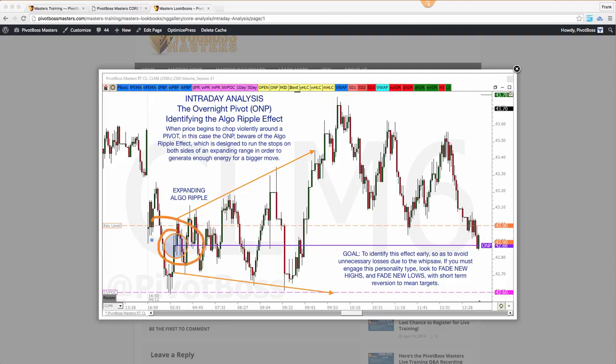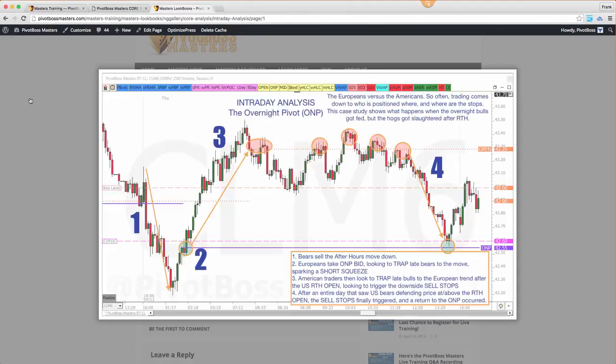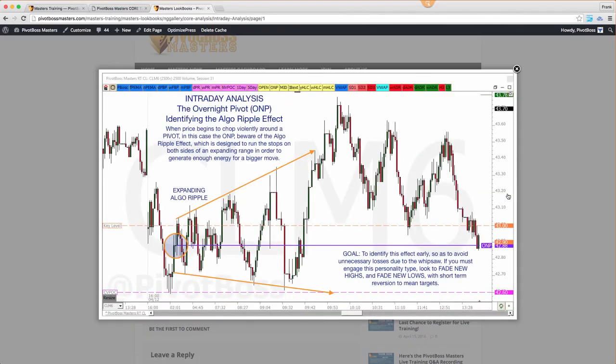So this expanding ripple, again, very important. It's one of those tendencies that can help save you money, because as soon as you see price go up and down around the pivot, my first inclination is sell new highs and buy new lows. Sell new highs, buy new lows. That's my first inclination if I have to engage it, right? And obviously, you never have to engage these. You can just wait until they play out, and then look to engage the actual move that results from its development. So again, another important idea with regards to the algo ripple.